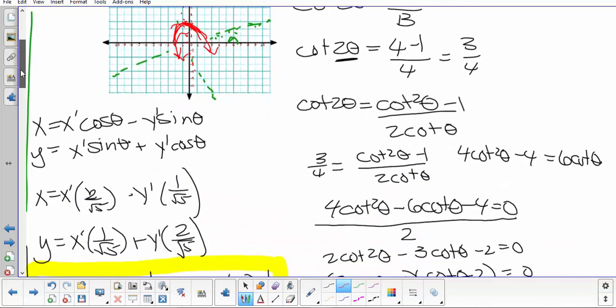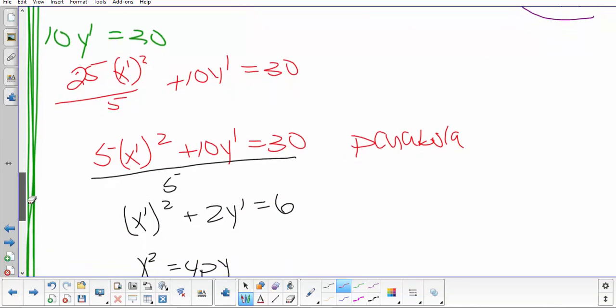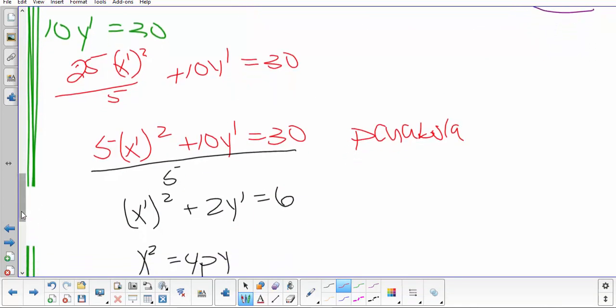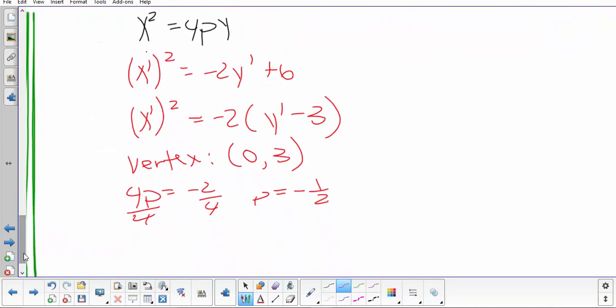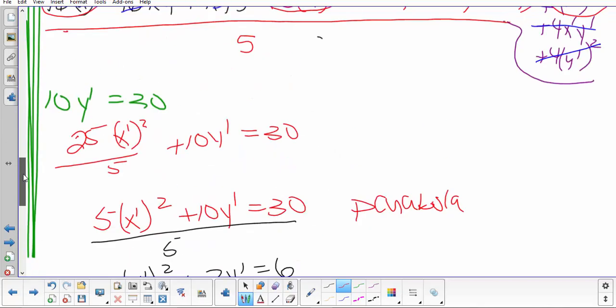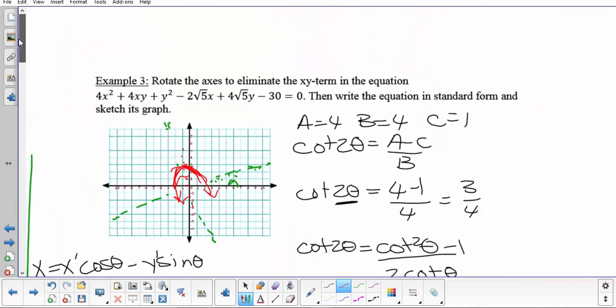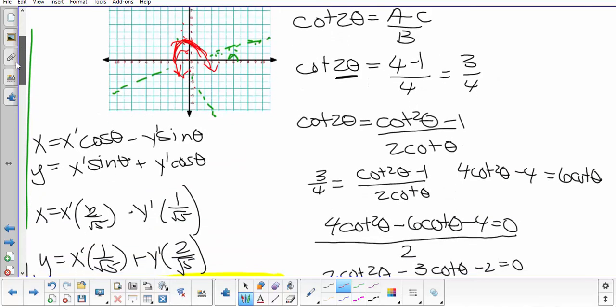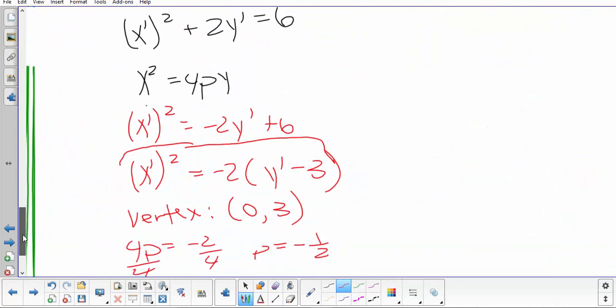Write the equation in standard form. We did that. Okay, this is the equation in standard form down here, where we have the x prime squared. Okay, this is our standard form. Okay, this right here. And then rotate the axes to eliminate the xy term we did, write the equation in standard form, sketch its graph. We did all that. So that's how that example is done.